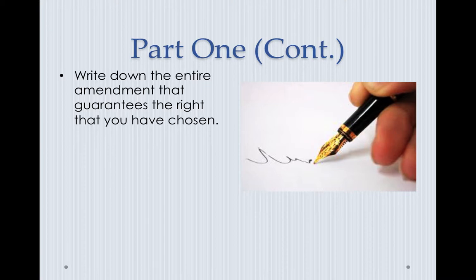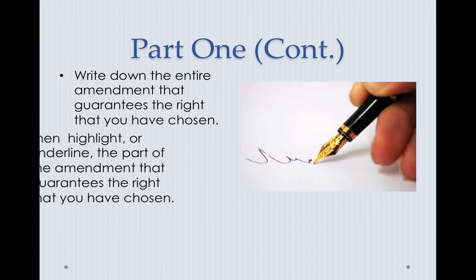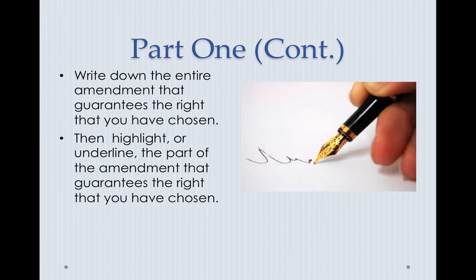Then write down the entire amendment that guarantees the right that you have chosen. Type it out or write it out. Don't paraphrase it. Write the whole thing out literally, word for word. Then highlight or underline the part of the amendment that guarantees the right that you have chosen for this portfolio. Okay, that's a relatively easy thing to do. Part one is pretty simple.